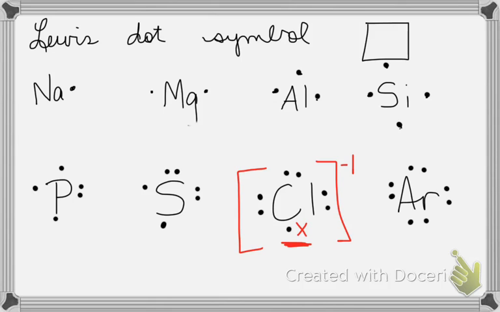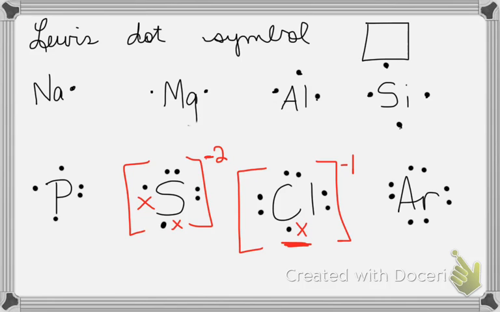What kind of charge does sulfur like to have? -2. Can you see that from here? That makes sense because sulfur could gain an electron here, and that would give it a -2 charge. How many would phosphorus? 3. It would like to gain 3. Okay?